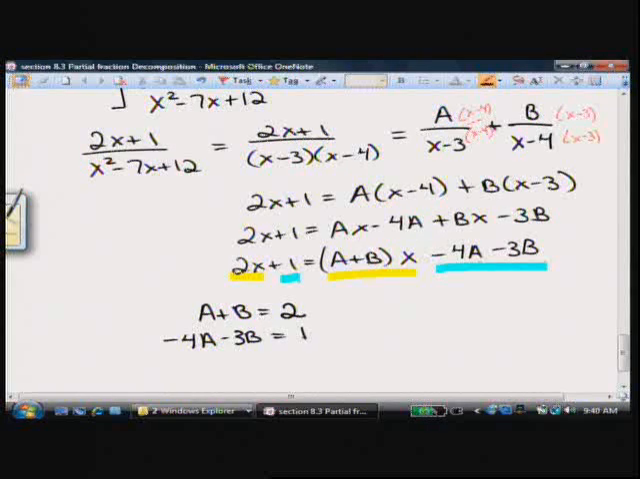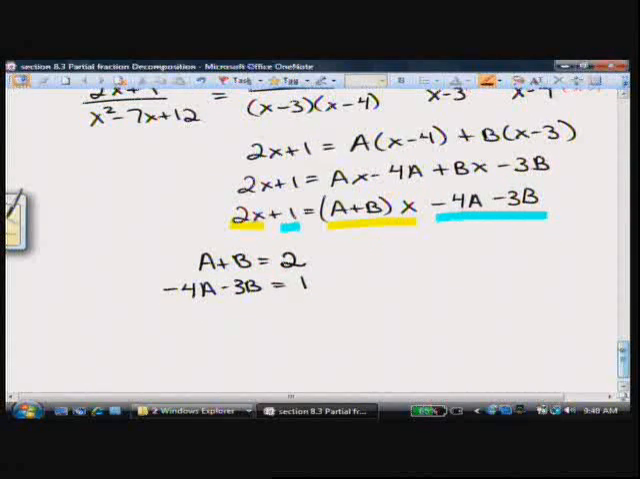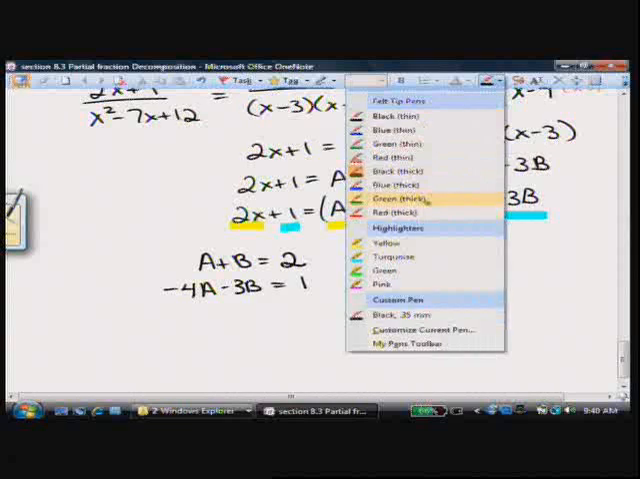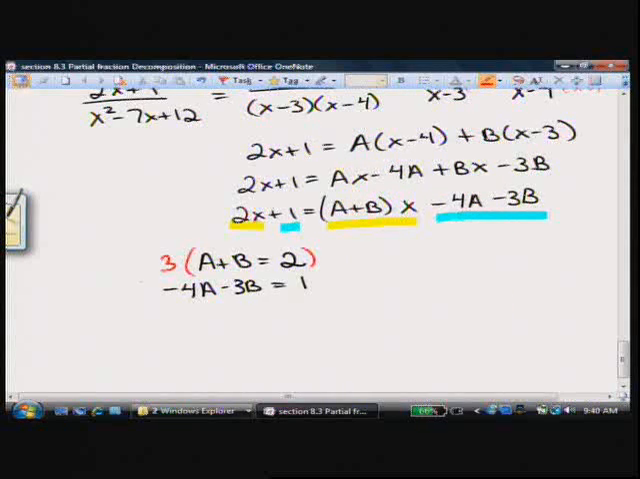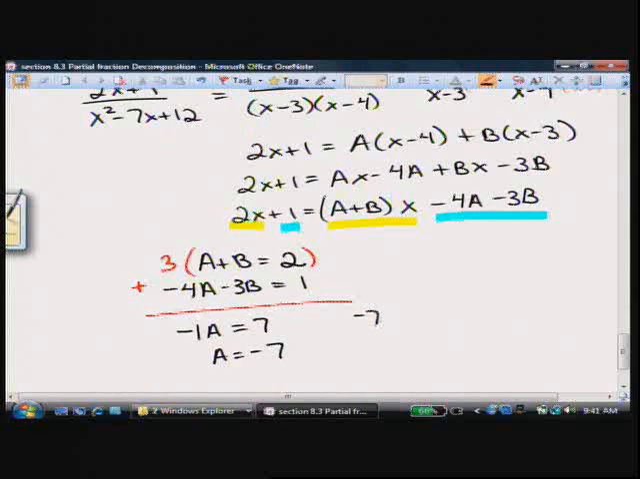And then you have some options on how you work this. I like the elimination method, so I would multiply the top equation by 3 and then add it to the bottom one. The reason I chose 3 is because when I do 3B minus 3B, the B's will cancel out. Does that make sense? So this will be 3A minus 4A, which is negative 1A, 3B minus 3B, which is 0, and 6 plus 1, which is 7. So you get that A is equal to negative 7. If you know A is negative 7, you can plug that in: negative 7 plus B has to equal 2. So B is equal to 9.